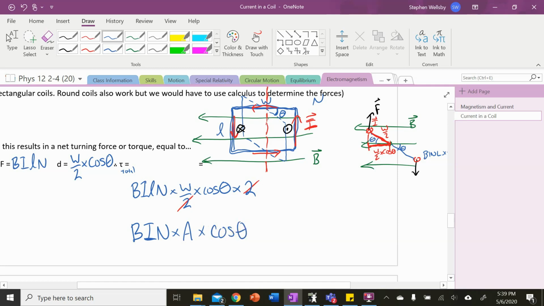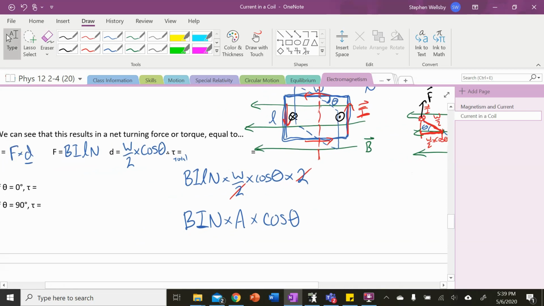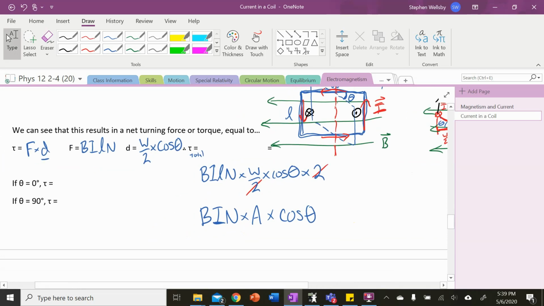So when theta is equal to 0, we're in the starting position, where the direction of the current is completely parallel to the direction of the magnetic field at the top and bottom. If that's the case, we have BINA times cos theta, and cos of 0 degrees is 1. So at the position where it's flat on the page like we started with, the total amount of torque is going to be BIAN. And if it's at 90 degrees, what's the total amount of torque going to be?